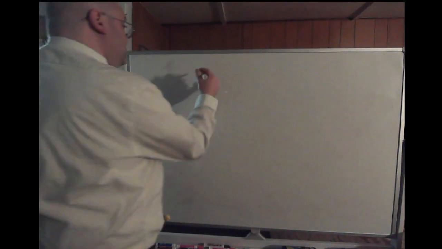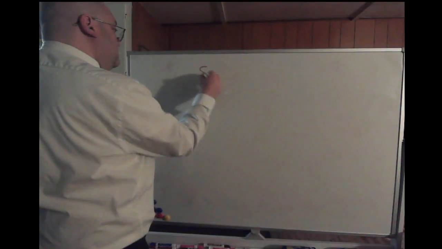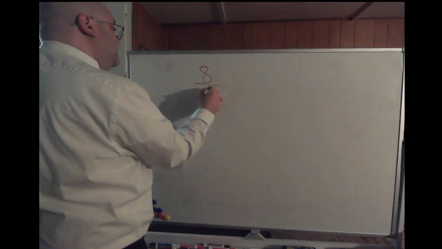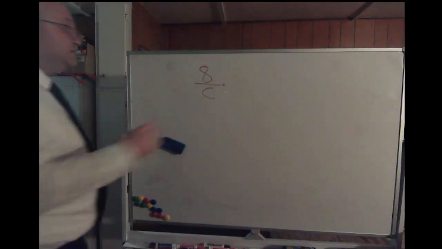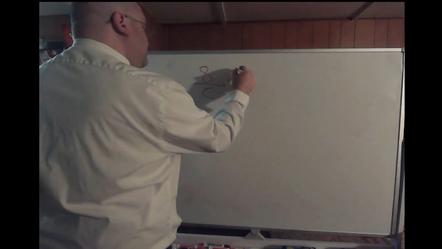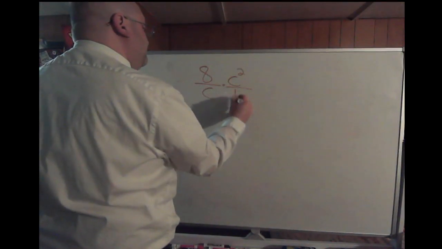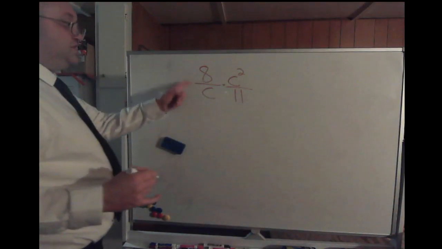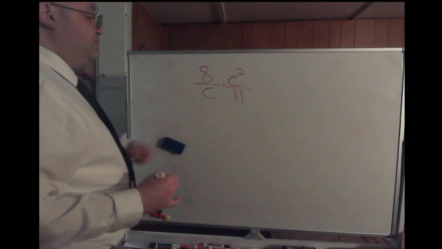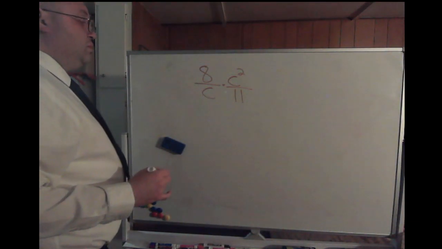Alright, I got 3 more. We have 8 over c times c to the second power over 11. So we have 8 over c times c to the second power over 11.